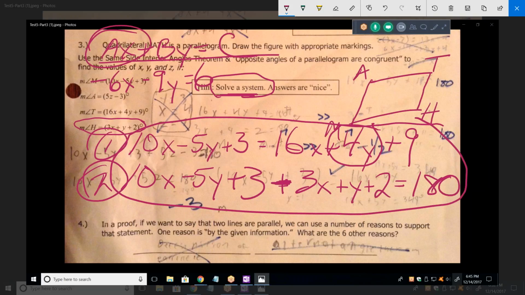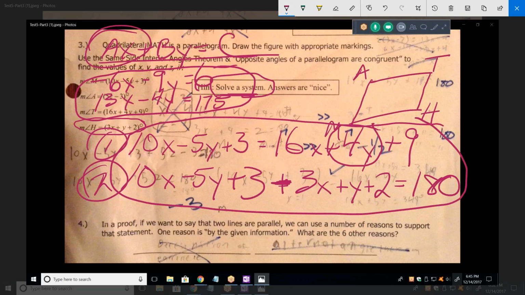Now let's do number 2 in standard format. Combine all your x's. That'd be 13x. All your y's: negative 4y. And all your numbers on the right side. That would be 175. So there's the system of equations that we have to solve.